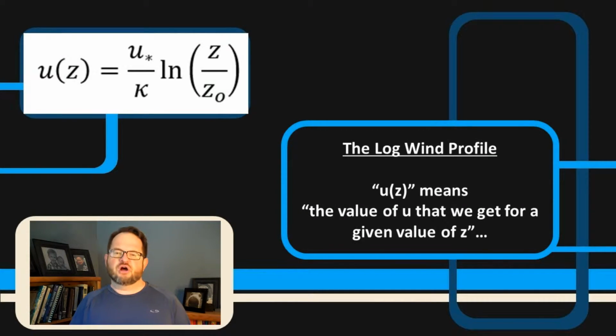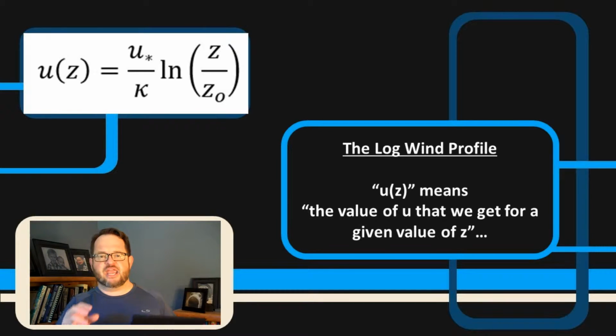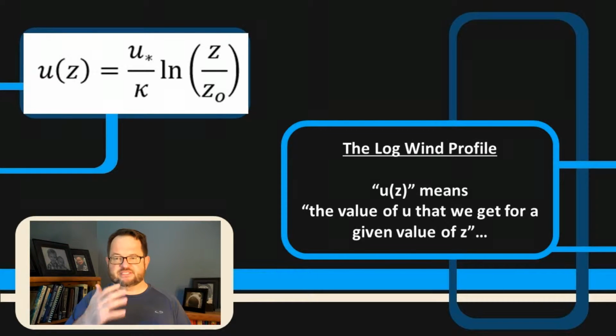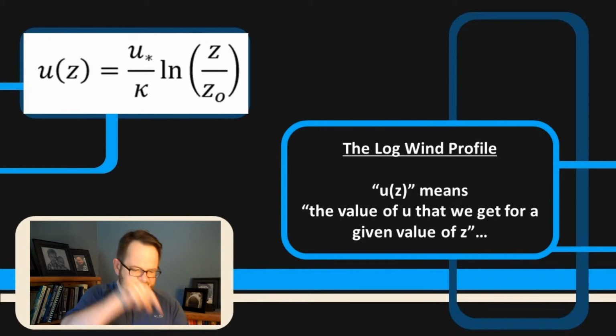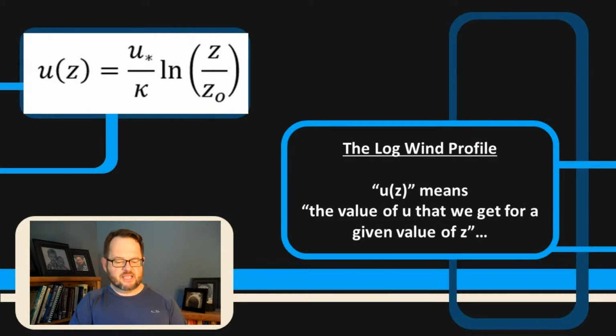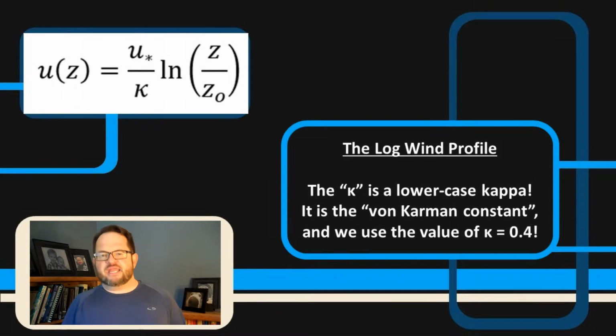Now, let's just take a look here. On the left-hand side of that equation, we've got U at parentheses Z. What we're saying here is that U is a function of Z. This is the value of U we're getting when we plug in a value of Z. If we want to know the wind at height 50 meters, we'll plug 50 meters in for Z and we'll get U. What's over there on the right-hand side looks like a giant mess, but most of those values are just values we plug in.